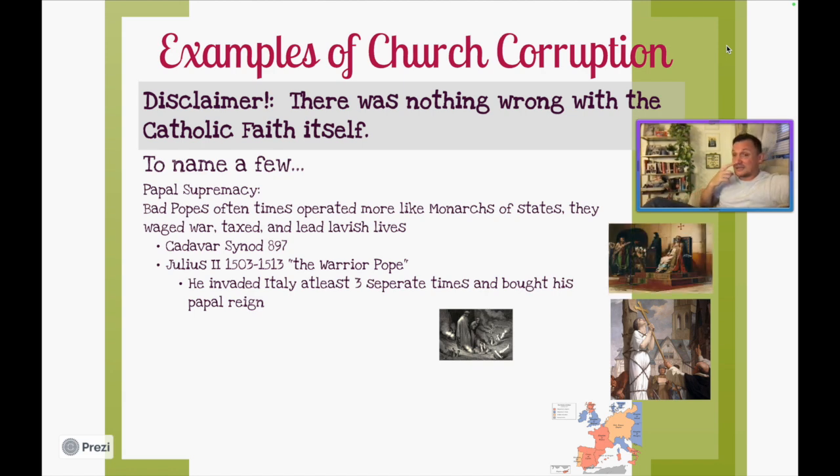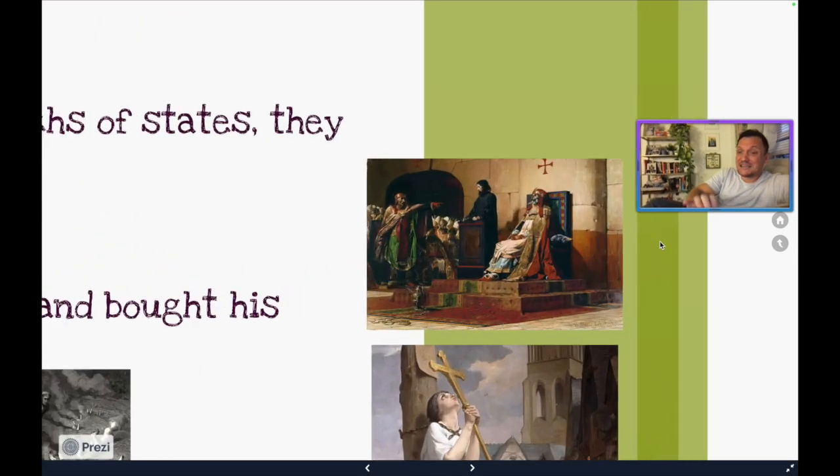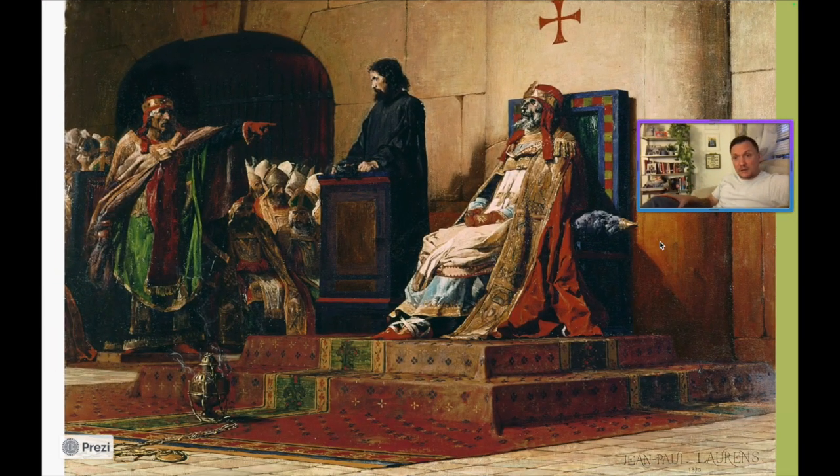One of my favorite things to ever talk about is this thing called the Cadaver Synod that happened in 897 AD, where Pope Stephen VI, I believe, put this other guy named Pope Formosus on trial, right? Now, some of you are like, but Mr. Terry, I thought there's only supposed to be one pope. How does one pope put another one on trial? Well, Pope Formosus was dead.